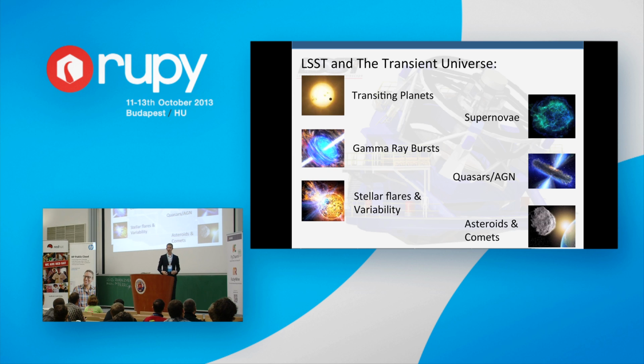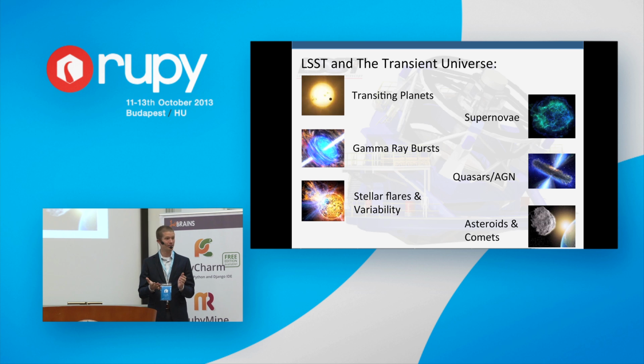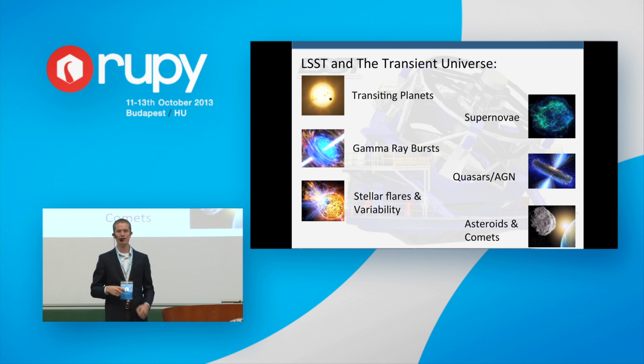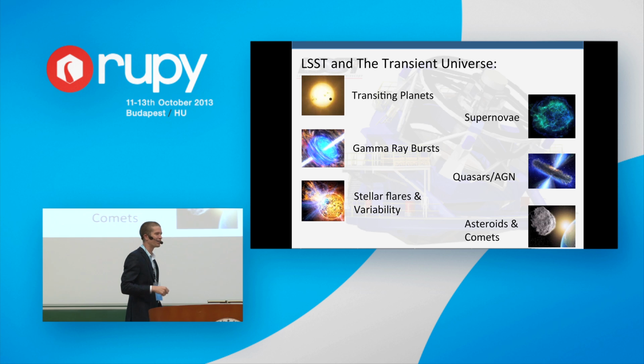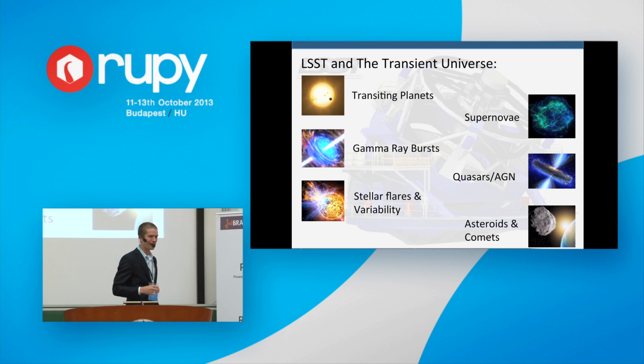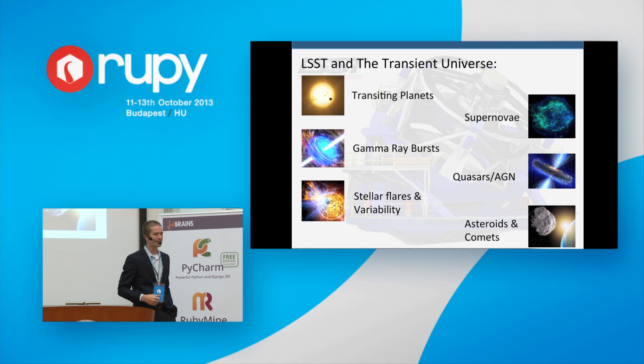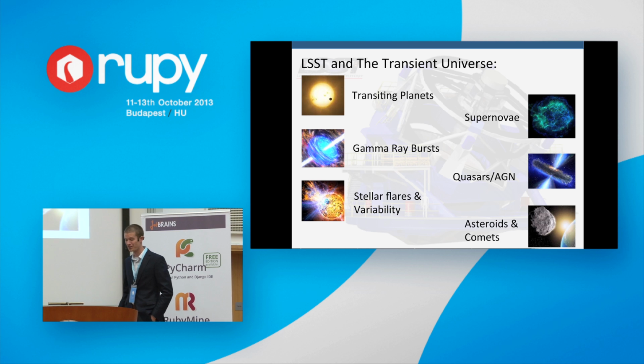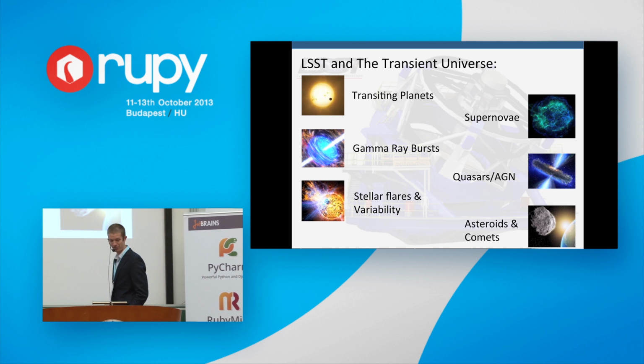In the transient universe, transients are things that change from night to night. The LSST is going to give us an insight into a lot of different things. We have transiting planets, so planets around other stars that might pass in front of those stars occasionally. And as they pass in front, it makes the star just slightly less bright. So by monitoring all these stars with LSST, we might be able to discover these extrasolar planets, similar to the Kepler mission that's happening, or that just finished up.